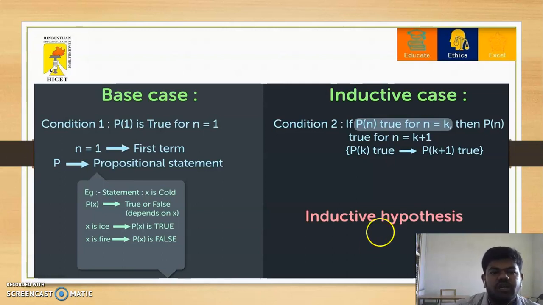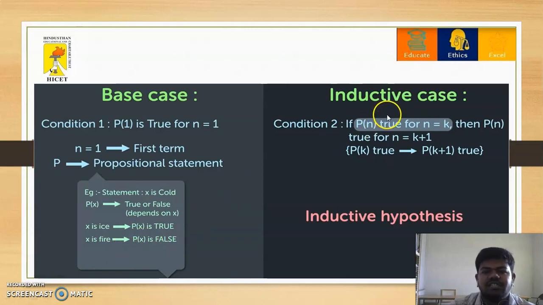So in condition 1, we need to first prove P of 1 is true, that is, for n equal to 1, which means the first term. Here P denotes the propositional statement. For example, we can consider the statement x is cold. P of x is true or false depending on x. If x is ice, then the statement P of x is true. If x is fire, then the statement P of x is false.